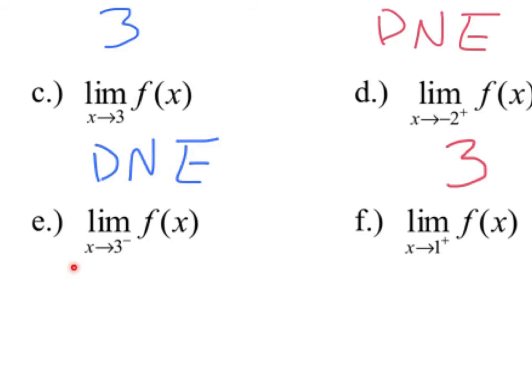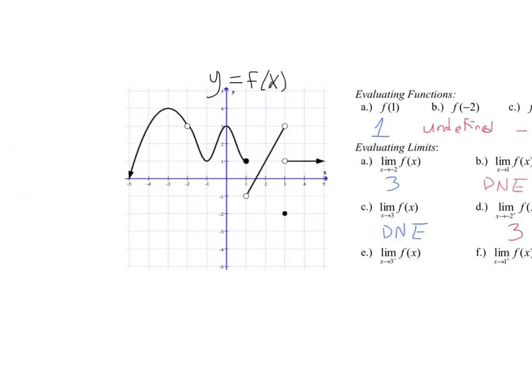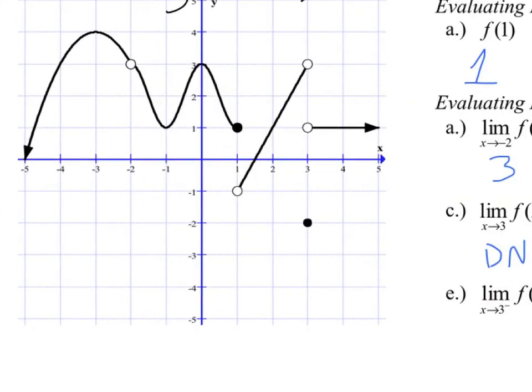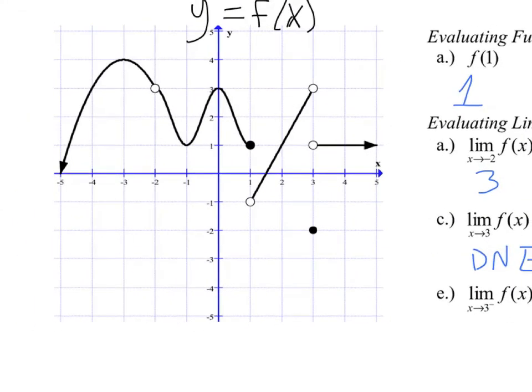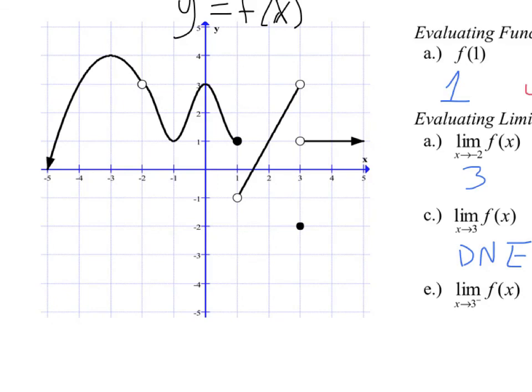This one is the limit as x approaches 3 from the left. This is the limit as x approaches 1 from the right. So pause the video, take a look at this graph, and evaluate what those two limits should be. Okay, so the first one we need to do is the limit as x approaches 3 from the left. So here's 3. As I approach 3 from the left, that value that I'm reaching up here is positive 3. So this limit is 3.